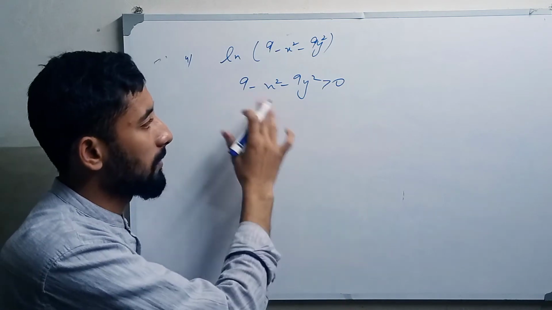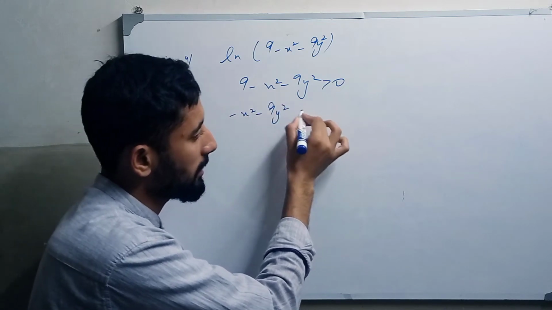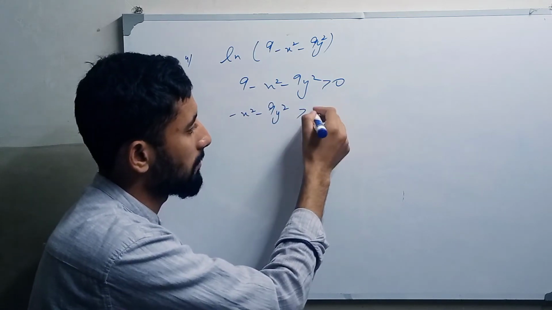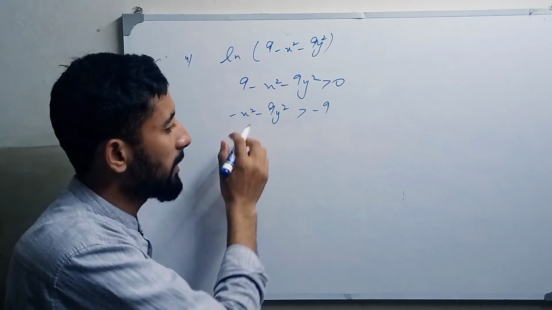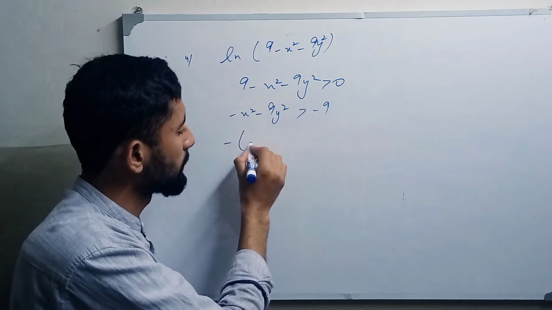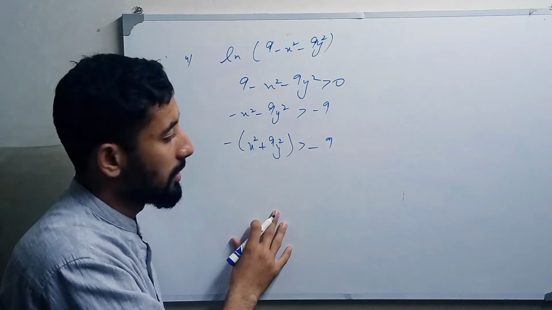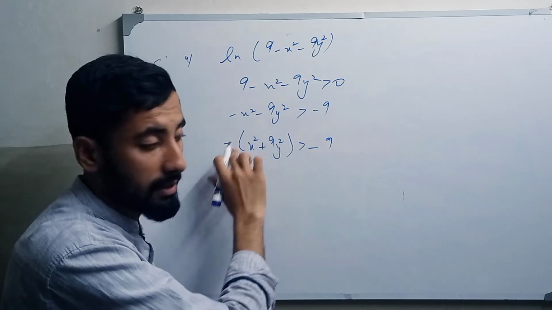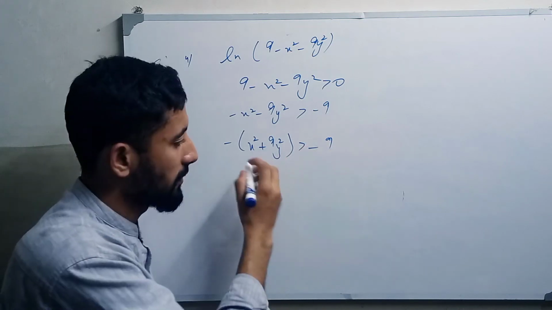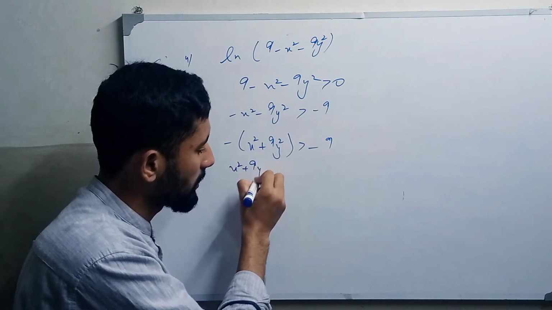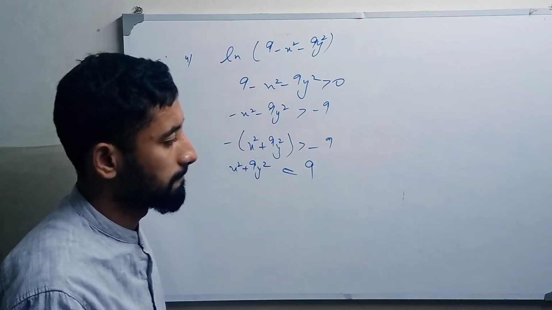To solve it, minus x square minus 9y square greater than minus 9. I shift it towards the right side. Now take minus common from here: x square plus 9y square greater than minus 9. And when we shift the negative sign towards the right side, the sign of inequality also changes and this becomes positive: x square plus 9y square less than 9.